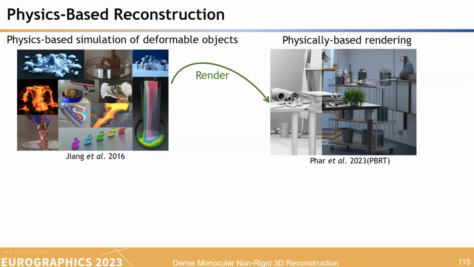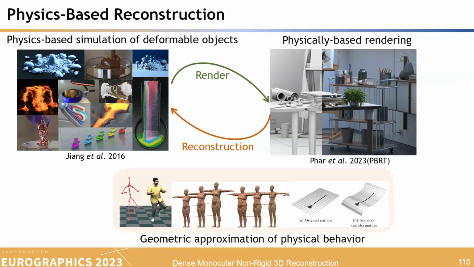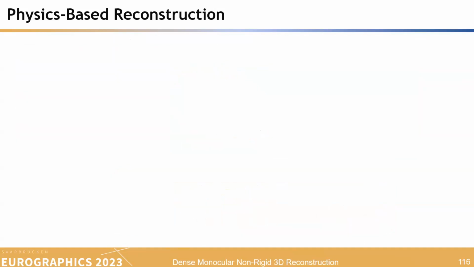Both of these are well posed forward problems. However, when it comes to reconstruction, this is an inverse and ill-posed problem. And most of the methods, instead of truly modeling the physics of the reconstruction, make a geometric approximation of the physical behaviors, such as isometry, for example, or skinning.